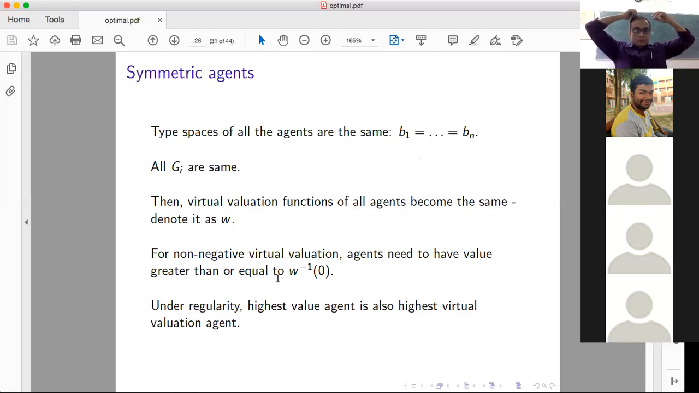Okay, so, here, yeah, go ahead. The virtual value, is it only relevant to the seller or is it relevant to the agent?